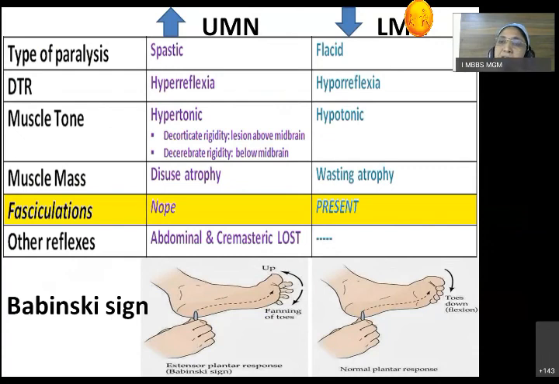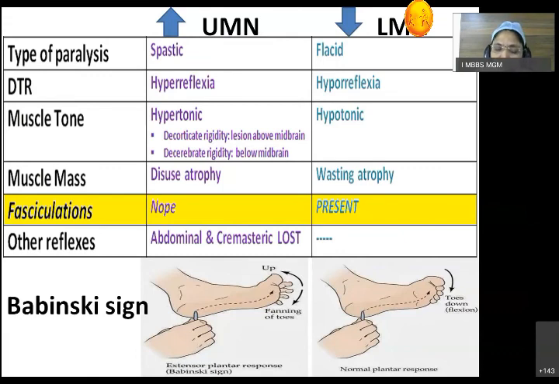There will be an increase in the reflexes; the condition is hyperreflexia. There will be an increase in the tone, hypertonia. And as the muscles are not used, there is slight atrophy of the muscle, known as disuse atrophy. Fasciculation, the twitching of the muscle, is absent. It is present in lower motor neuron lesions because the muscles become more sensitive to the action of acetylcholine. The superficial reflexes are lost.